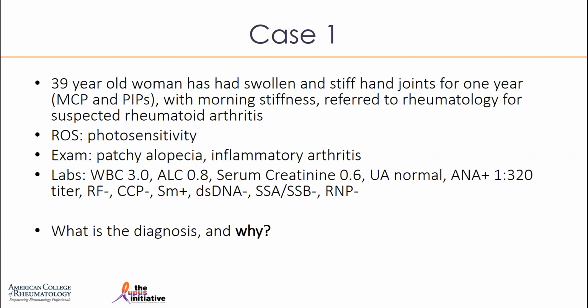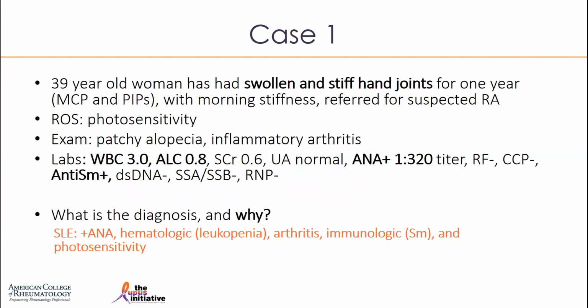Several attendees are saying yes. You got it right. So this is a lupus patient. You can notice the patient has arthritis, has cytopenias, and has a positive ENA. So ANA is one criterion, hematologic is the second criterion, arthritis is the third criterion, and the patient is anti-Smith positive, which is an immunologic criterion, along with photosensitivity. So that is a lupus patient.